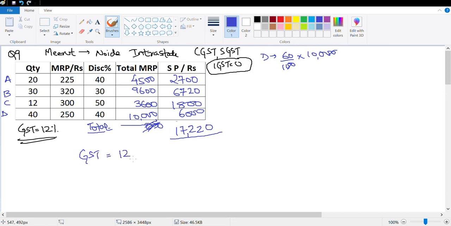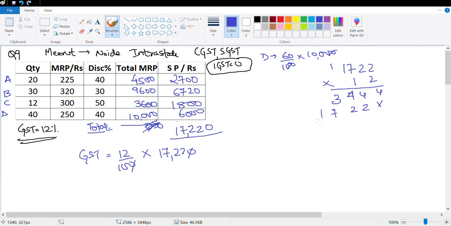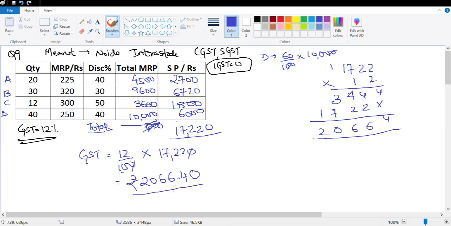And GST is 12%. So 12 by 100 into 17,220. That's 1722 into 12, which gives 2066.4. This is rupees 2066.4, because this is being divided by 10. Again, reminder, you need to write decimal up to 2 places.